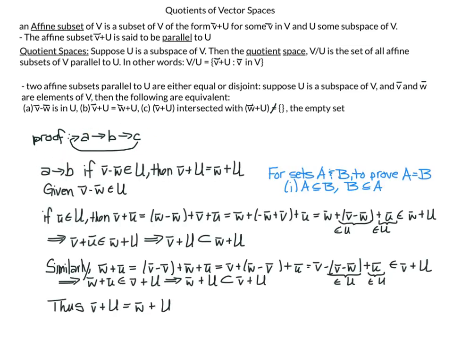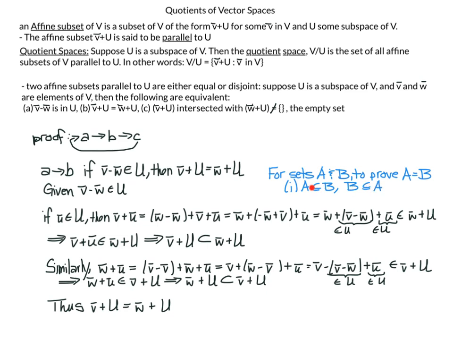We are going to start with A implies B. That is, if v minus w is in U, then v plus U is equal to w plus U. Given v minus w is in U, to show the equality, we're going to use a strategy from set theory. If we're trying to prove two sets A and B are equal, what we do is first prove that A is a subset of B, and then second, that B is a subset of A.